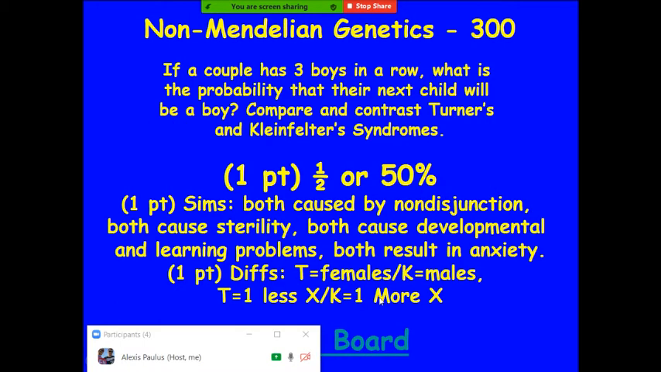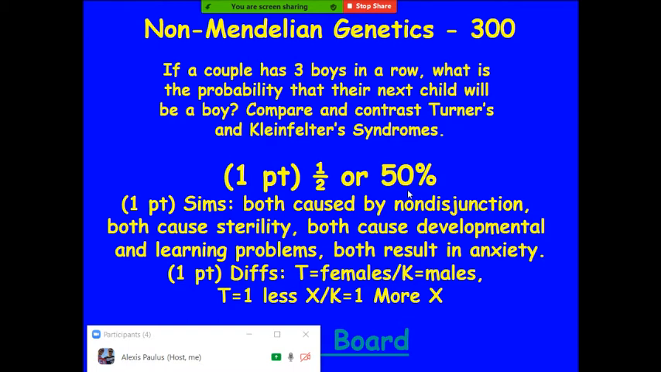Okay, so regardless, it's going to be 1/2. The next child is always going to be 1/2. Now, if I were to say what is the probability that you have 4 straight boys or 4 straight girls, that's different. Then you'd have to multiply a half times a half times a half times a half. And of course, the probability of that happening would be much less than 1/2. But if we're just talking about a single event, it's always 50-50.